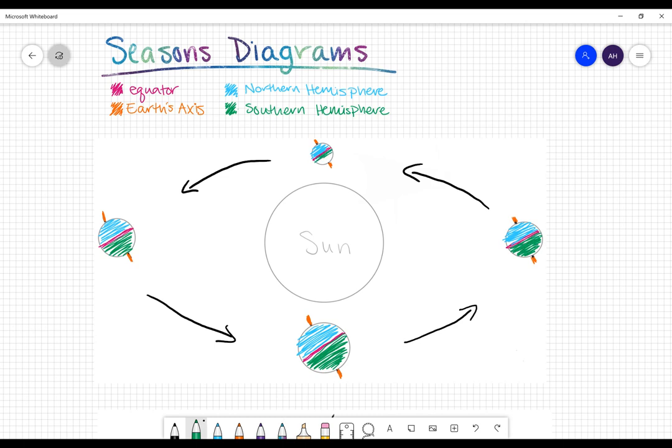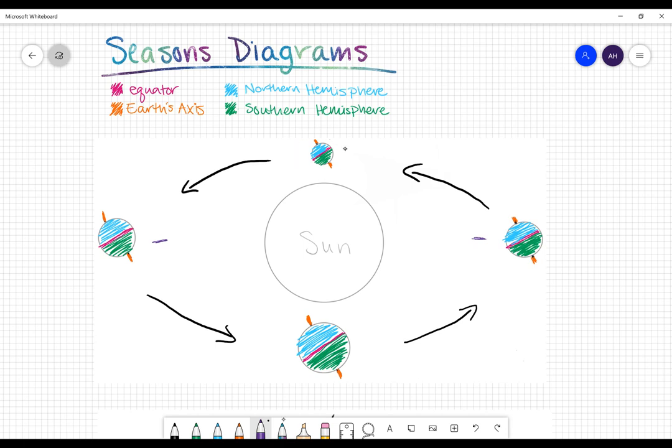All right, so now that I've got it color-coded, we're going to talk about seasons, okay? We're going to talk about where they go and why they go in specific places, all right? So, the first thing I want to point out is that these Earths on the left and right hand side are going to be the easiest ones to label.